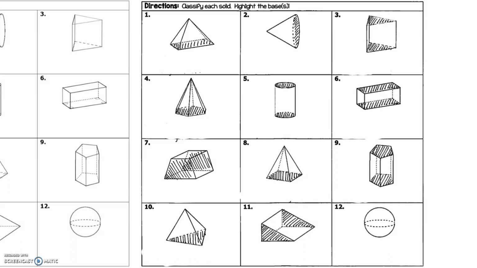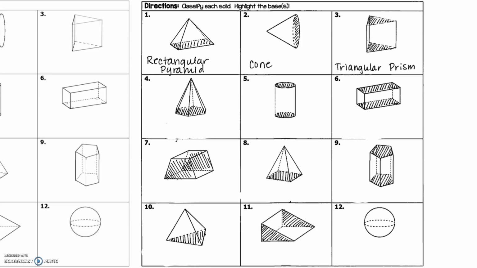But for the very first one, we're going to look at the shape of the base, and the shape of the base is actually a rectangle, and the overall shape is a pyramid. So this is actually going to be a rectangular pyramid. This one has a base that is a circle, but it's not a cylinder because it does come to one point, so this would just be a cone. Number 3, the shape of the base is a triangle, and it's parallel to the top side, so we can't say that it's a triangular pyramid, but this is going to be a triangular prism.